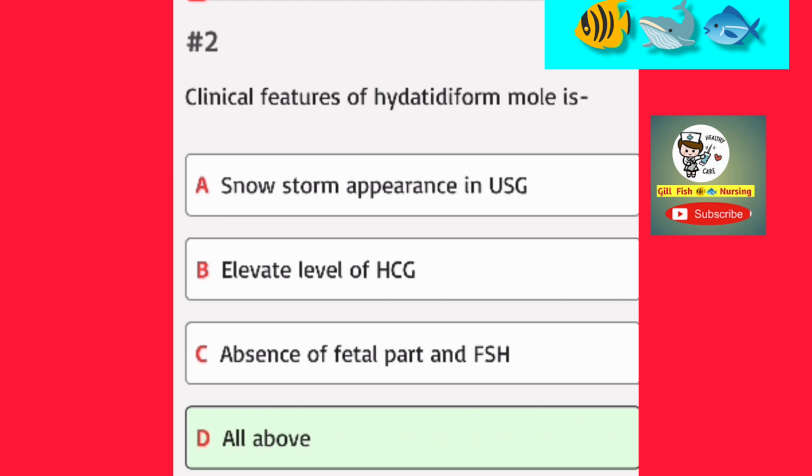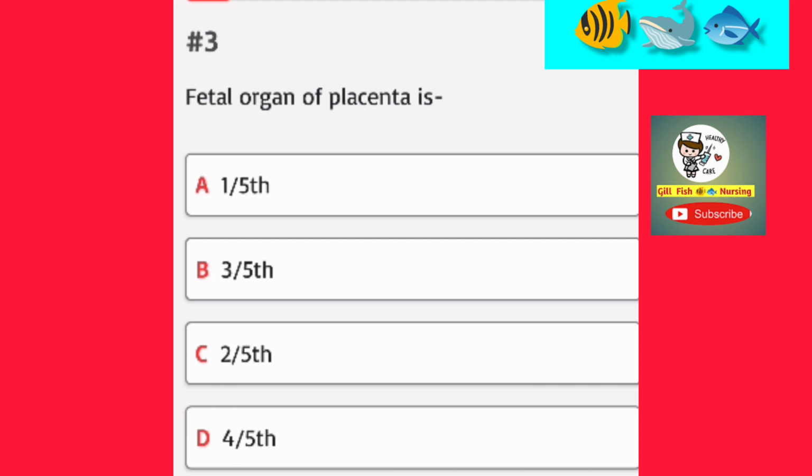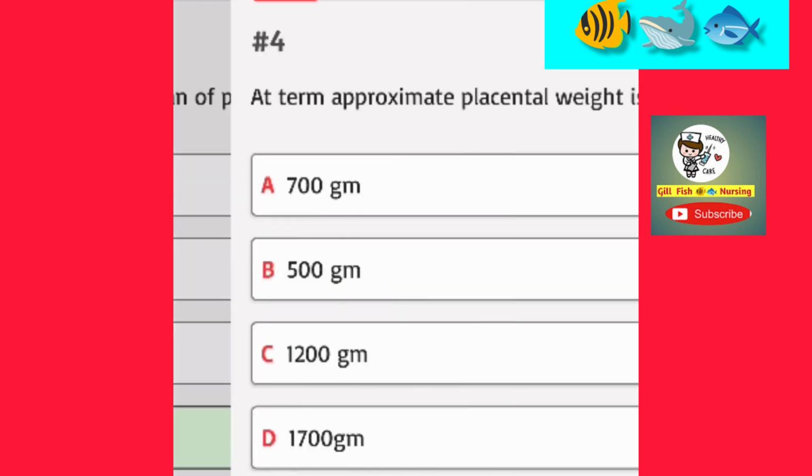Okay, now we'll move on to the third question. Fetal part of the placenta is: A, 1/5; B, 3/5 of the body weight; C, 2/5 of the body weight; and D, 4/5 of the body weight. So usually the fetal part of the placenta is 4/5 of the body weight. So that is the correct answer.